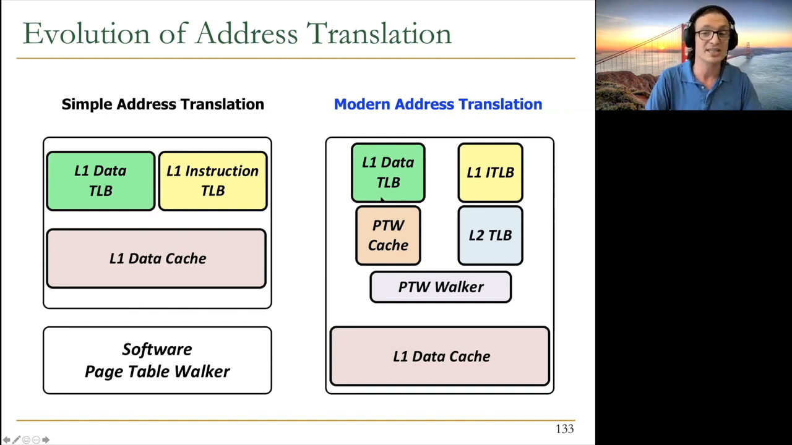Modern address translation is much more complicated. You can think of this as the modern MMU. You have L1 and L2 instruction TLBs, L1 data TLB, L2 TLB, page table walker hardware, and a page table walker cache to cache the middle levels of the multi-level page table. So there's a lot that goes on. And then there's also clearly the cache.